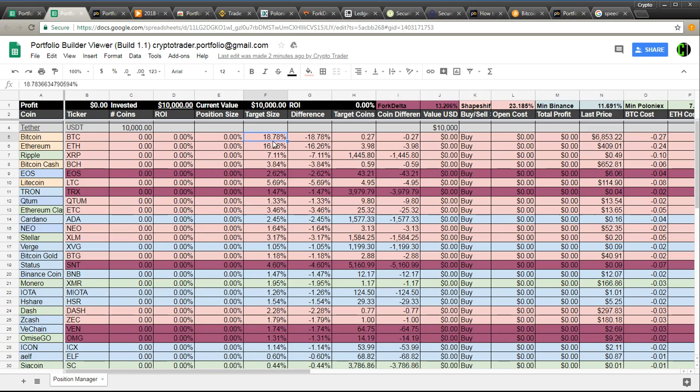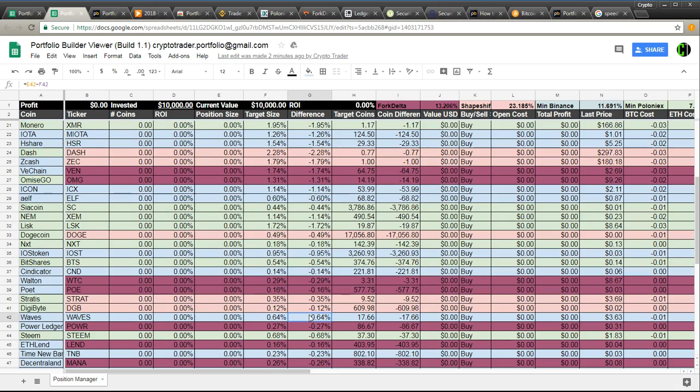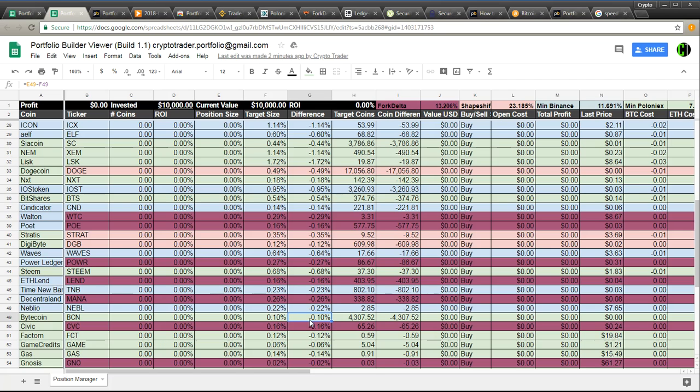Now, I do want to point out still, with the most risky strategy I would recommend, we still have 18% in Bitcoin, 16% in Ethereum, and then you can see the positions get far smaller. As we go down the list, we're holding coins to the 0.1%.